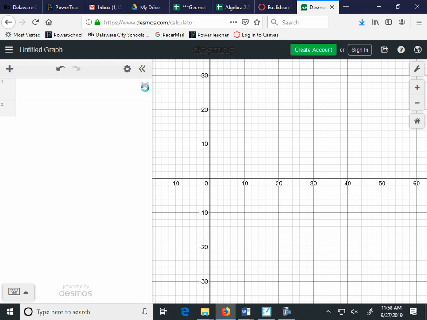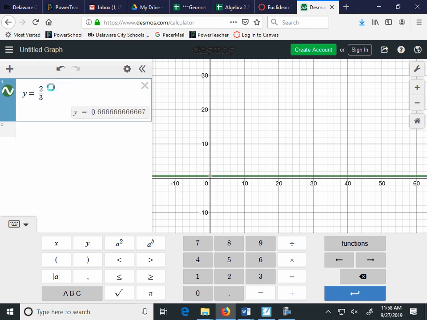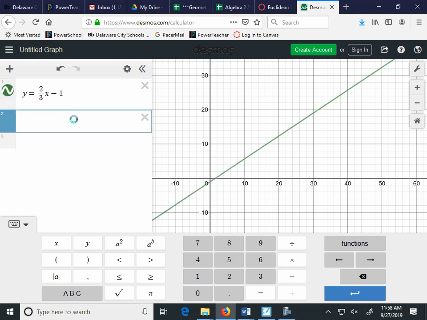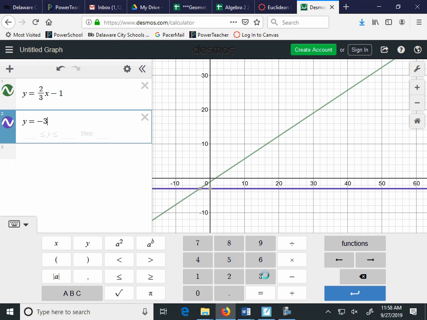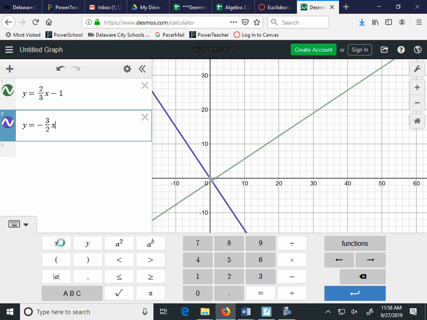So you can try this. We're gonna see if it works. I'm going on the fly here. It might not work, but bear with me. I just thought of it right now, how you can tell. 2/3 x minus 1, and then I'm gonna plug in -3/2 x plus 7.